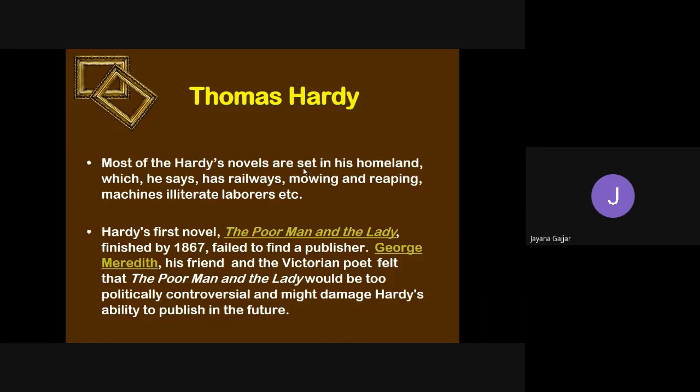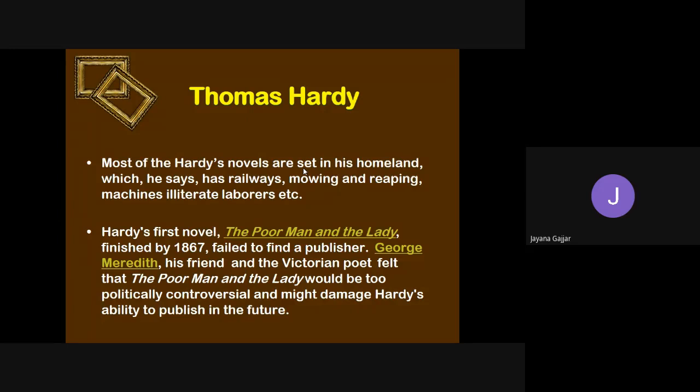Now, his first novel, The Poor Man and the Lady, was finished in 67, but again it failed to find any publisher. Then he showed this work to his friend and mentor, George Meredith. Now, this George Meredith again was a successful name in the Victorian age. He was a poet and a novelist. Meredith said that The Poor Man and the Lady was politically controversial, and that might damage Hardy's ability to publish in future.